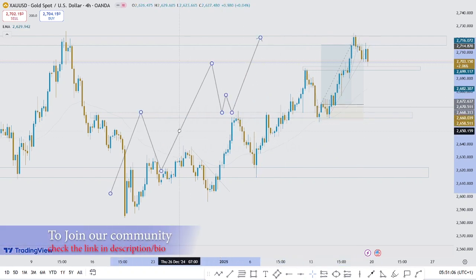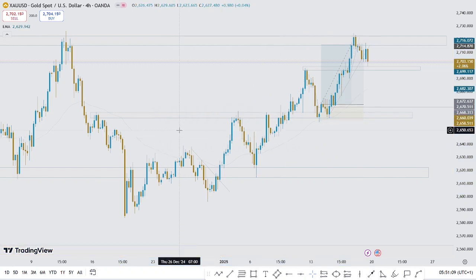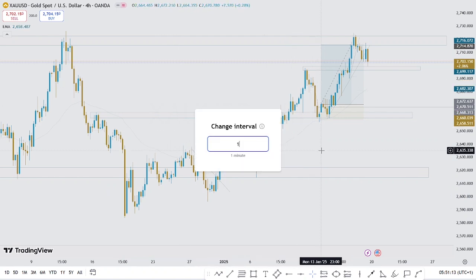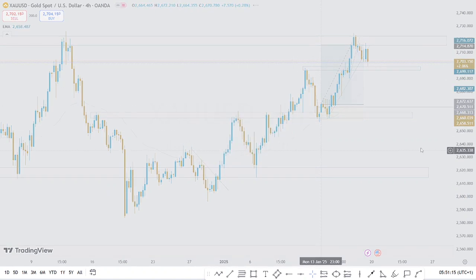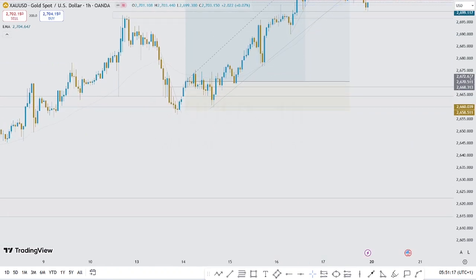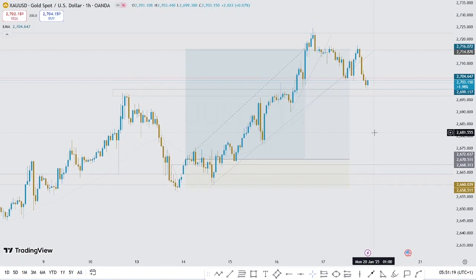So let me show you the confirmation I had for this trade. As price broke above it, I went down to my 1 hour time frame, which is my behavior time frame. I have five time frames that I look into: the daily, 4 hours, 1 hour, 15 minutes, and 5 minutes. At times I don't go down to 5 minutes. I just take the trade on 15 minutes, depending.